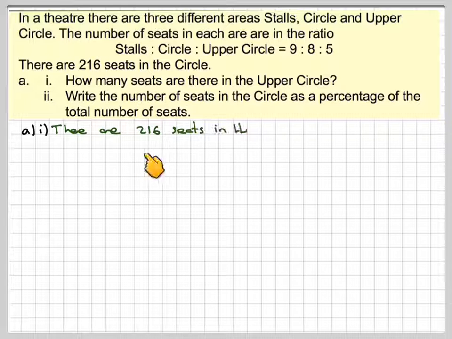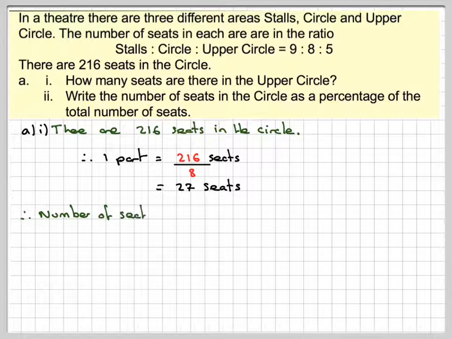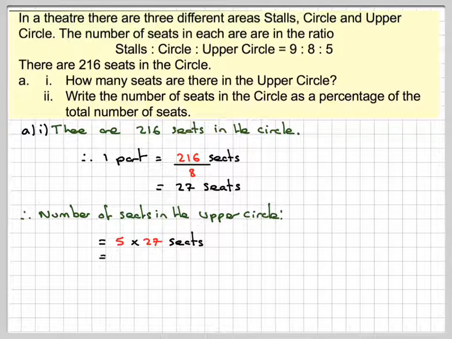So, there are 216 seats in the circle, and we want to find how many are in the upper circle. So we want to find what one part is worth. One part will be 216 divided by 8, because 8 is the number of parts in the circle from the ratio, which gives me 27 seats. So one part is worth 27 seats. And therefore the number of seats in the upper circle is going to be worth 5 parts, so 5 times 27 seats, which is 135 seats.